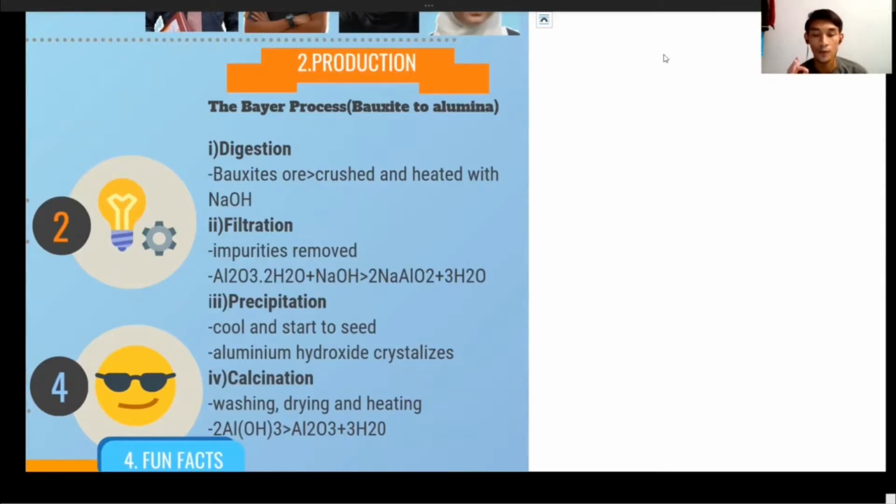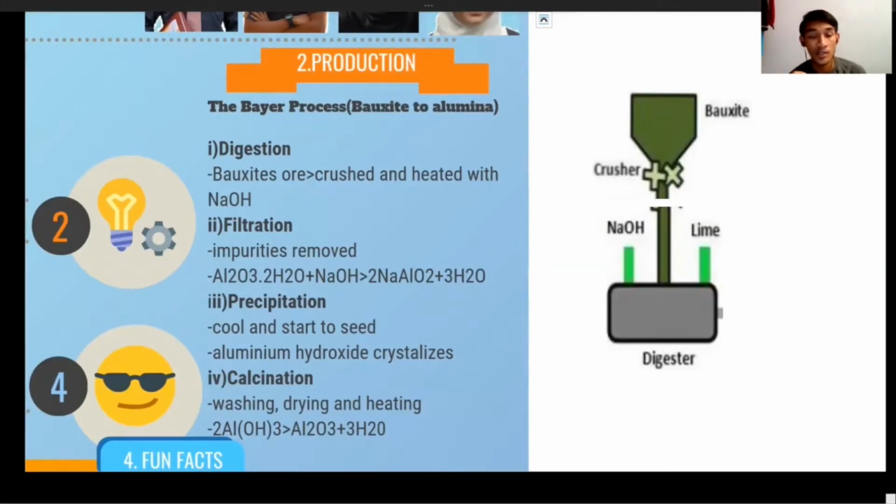So, the process of producing aluminium oxide can be divided into 4 steps. The first step is the digestion step. In this step of the Bayer process, bauxite ore is mined, crushed, and then heated with sodium hydroxide at a temperature of around 150 to 200 degrees Celsius. In the bauxite, aluminum compounds are present as gibbsite, boehmite, and diaspore. That is the first step of the Bayer process.